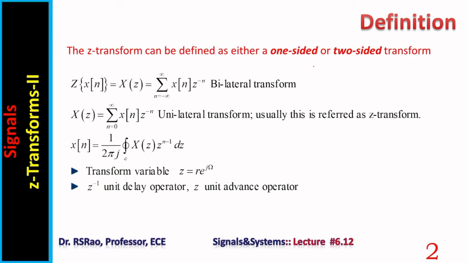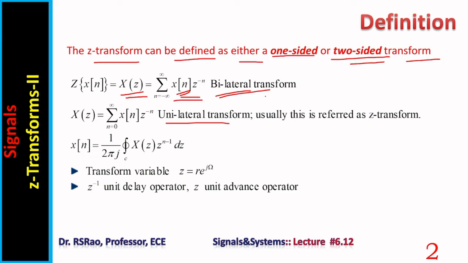Here, the definition of Z transform and the corresponding relations are all given. The Z transform can be defined as either a one-sided or two-sided transform. So, two types of transforms: one-sided or unilateral transform, and two-sided or bilateral transform. Bilateral transform of a sequence x of n is usually indicated as x of z. By definition, x of z is equal to sigma n equal to minus infinity to plus infinity x of n z power minus n. This is the bilateral transform.